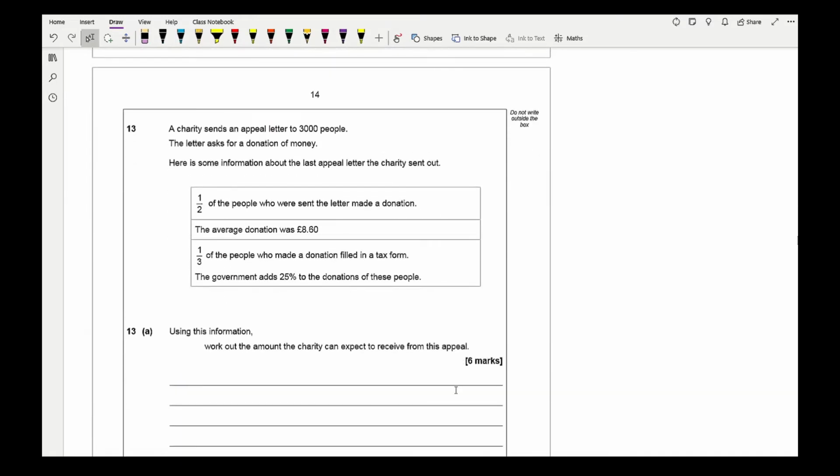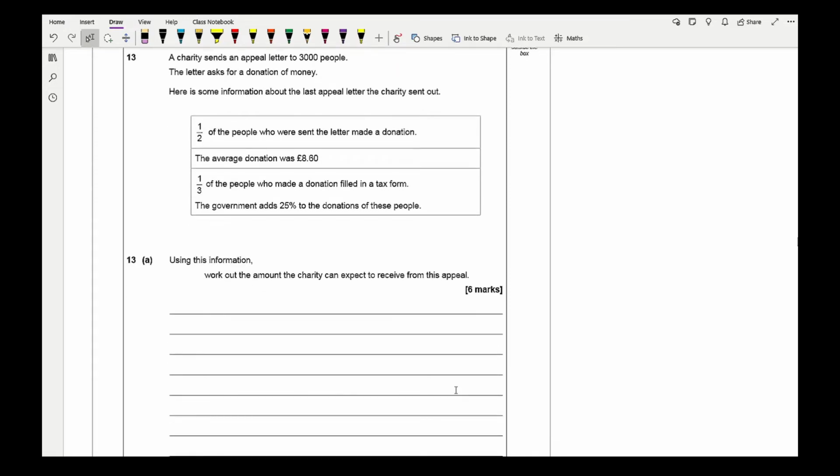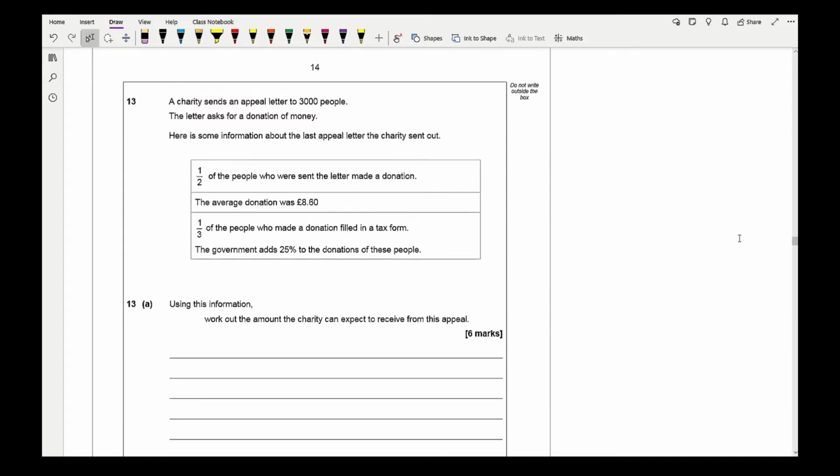Moving on to question 13, it says that a charity sends an appeal letter to 3,000 people. The letter asked for a donation of money, and here is some information about the last appeal letter the charity sent out. So it says that half of the people who were sent the letter made a donation. So from this, let's just get some key bits of information. So half of the people, well, if 3,000 people were sent the letter, that means that 1,500 people made a donation.